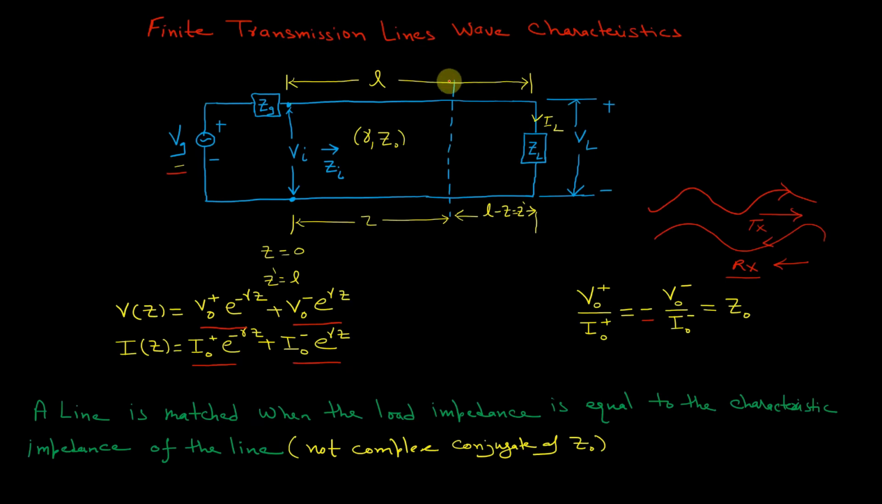Now we can also write this for any point. Let us say for that load here, at these points, the voltage is VL and the current is IL, and the value of z is L. So in equations 1 and 2, just put these values and you can write these equations. VL is equal to V naught plus e raised to the power minus gamma L plus V naught minus e raised to the power gamma L. IL is equal to I naught plus e raised to the power minus gamma L plus I naught minus e raised to the power gamma L.